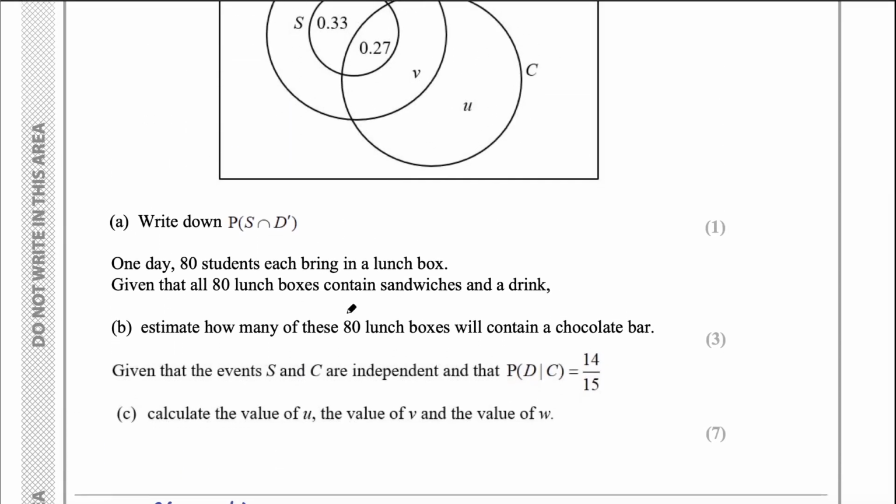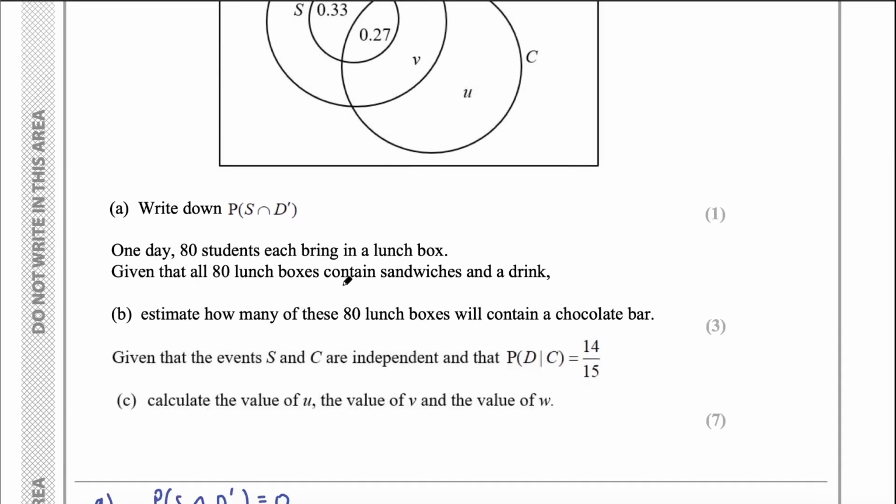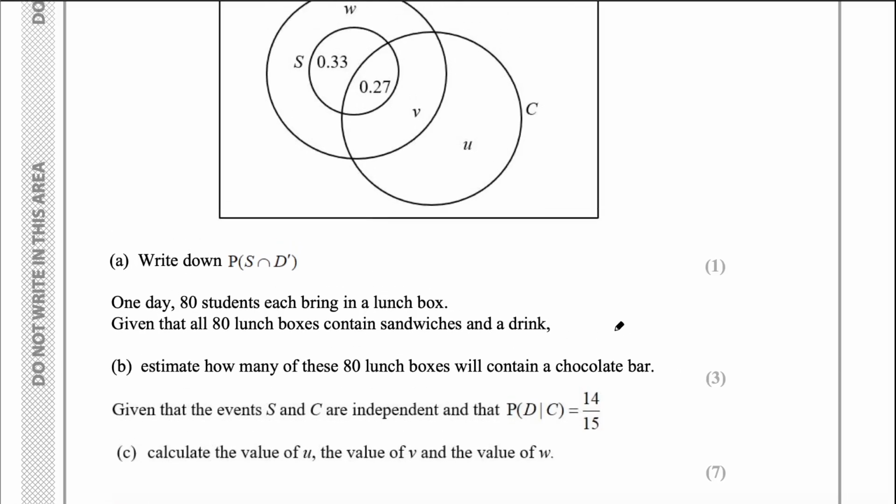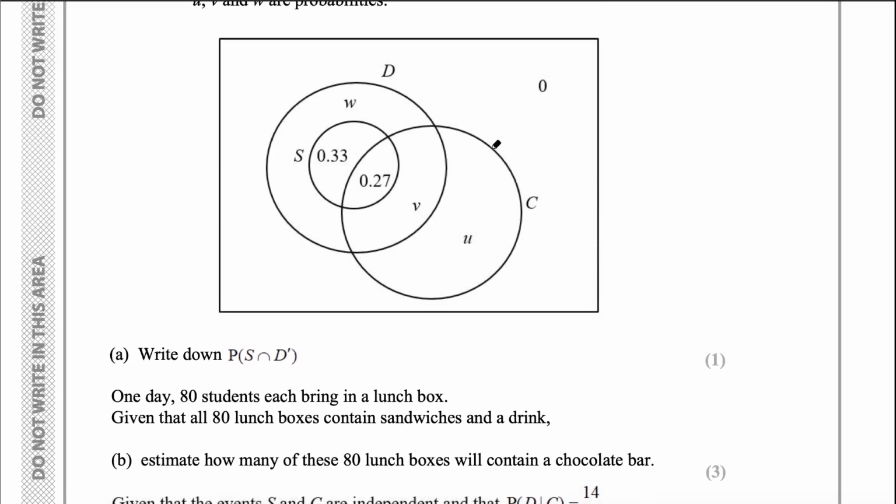Part B says one day 80 students each bring in a lunchbox. Given that all 80 lunchboxes contain sandwiches and a drink, estimate how many of these 80 lunchboxes will contain a chocolate bar. Okay, so again, looking at this diagram, we're told that all the lunchboxes contain a sandwich and a drink. All right, how many will have a chocolate bar? So my initial response to this question was that, okay, I just need the intersection of those three things.